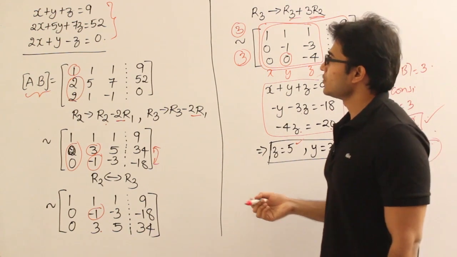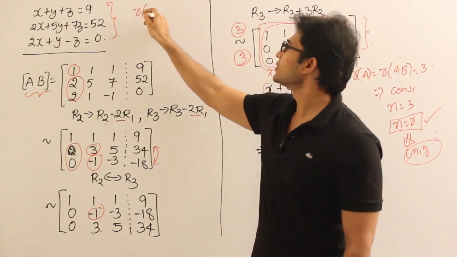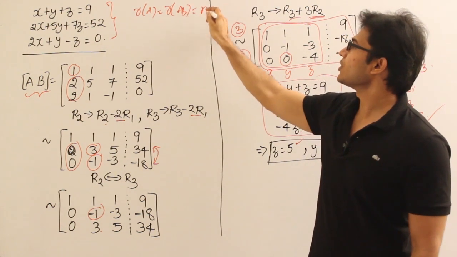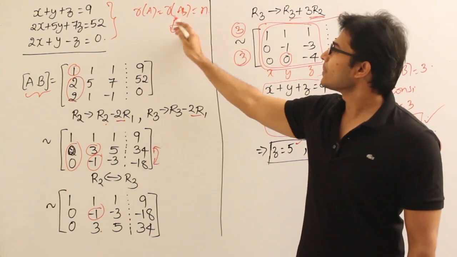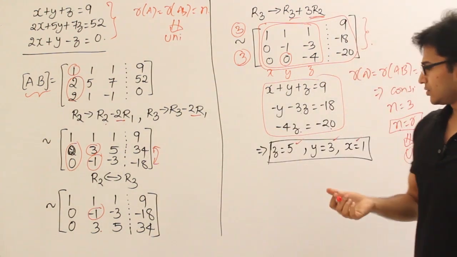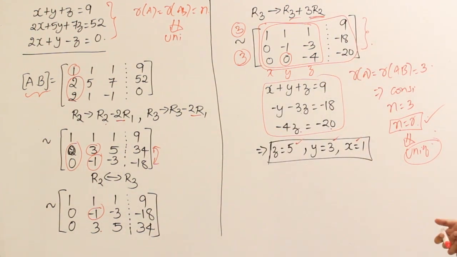So this example falls under the category in which rank of A equals rank of [A|B] equals the number of unknowns. What does it mean? This means that there will be a unique solution. It is consistent with a unique solution, and this is the solution for this example.